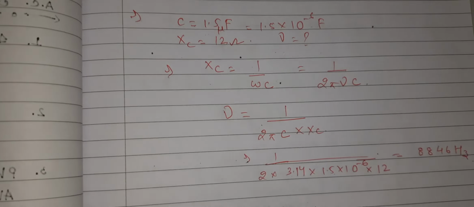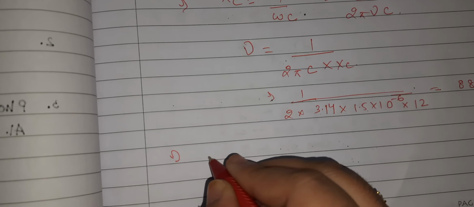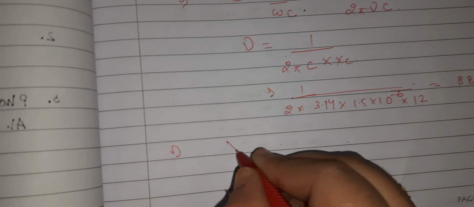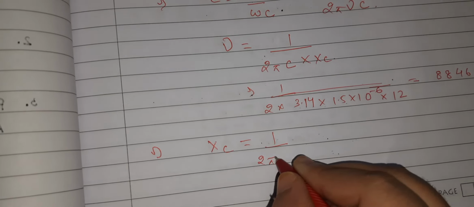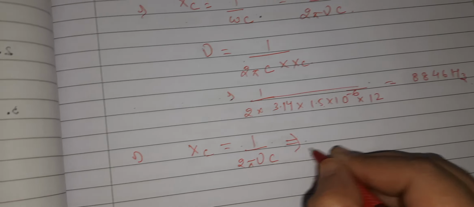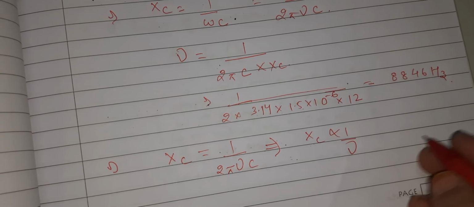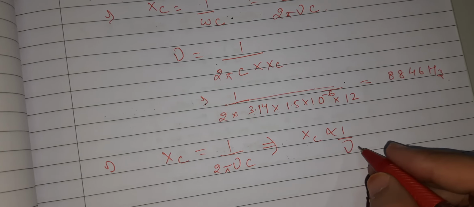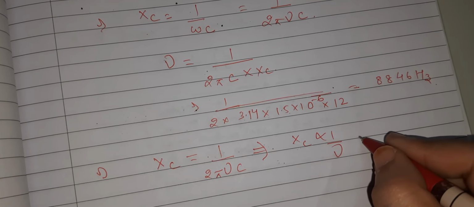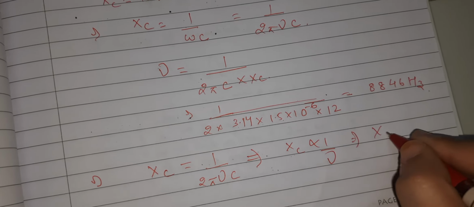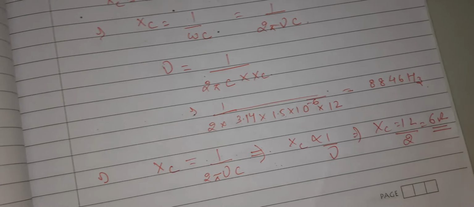The next part of the question is, if the frequency becomes double, what will happen to the capacitive reactance? First we have to see the relationship between Xc and frequency. Xc is equal to 1 upon 2 pi nu into C, so the capacitive reactance is inversely proportional to frequency. If our frequency becomes double, our capacitive reactance will become half. It becomes 1 upon 2 pi into 2 nu into C, so since it was 12 already, it will become half, that is 6 ohm. This is the answer to the second part.